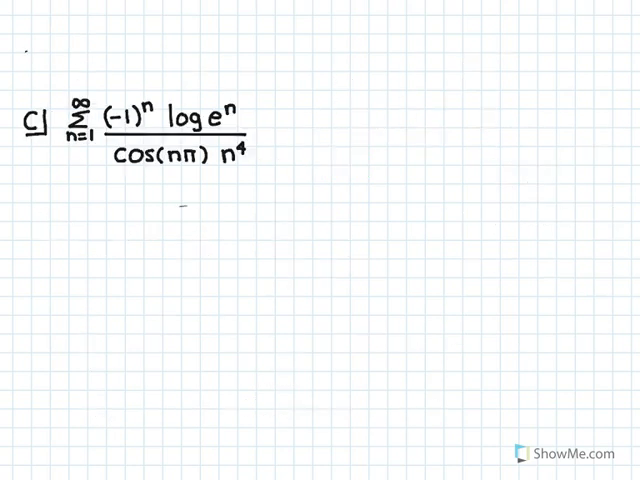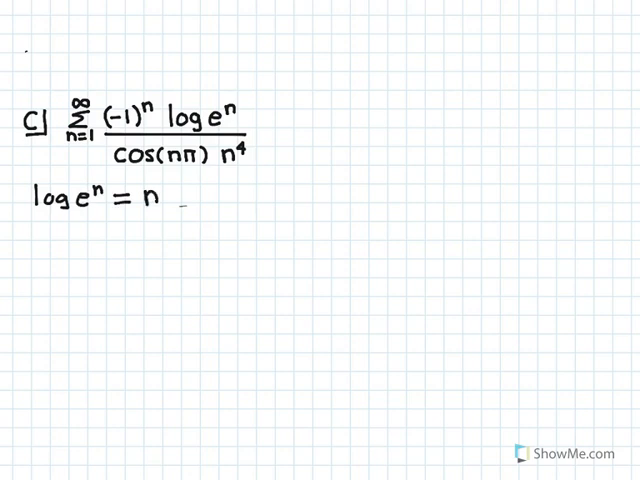Let's look at question C. Here we have the summation of negative 1 to the n, log of e to the n, divided by cos of n pi times n to the 4th. Well, it's kind of a loaded question, so we do need to simplify the general term first. Let's look at log of e to the n. Log cancels e, and we just get n.